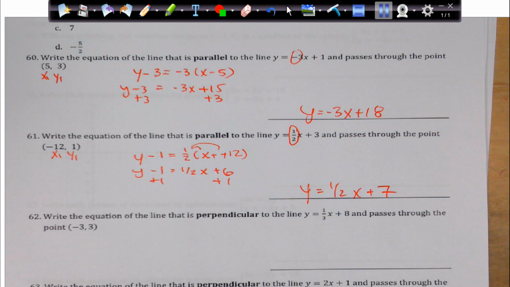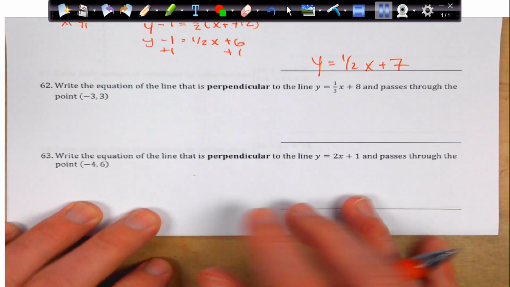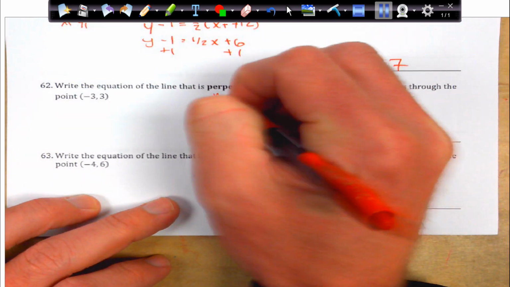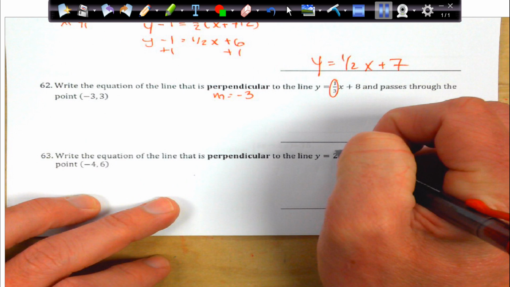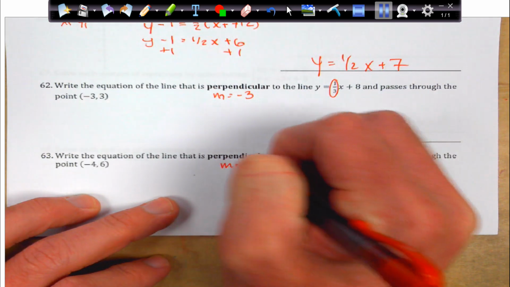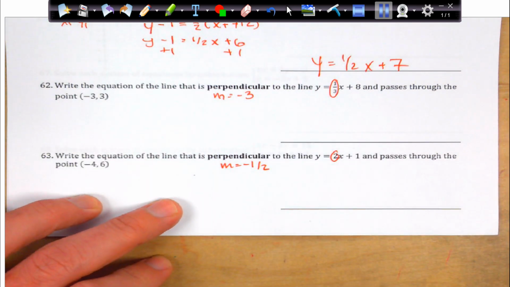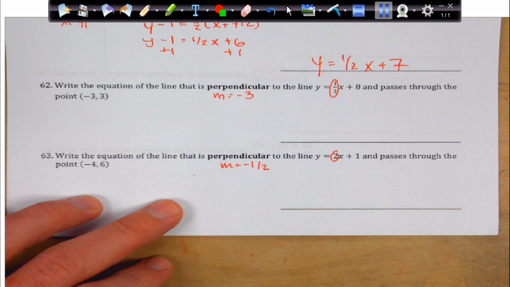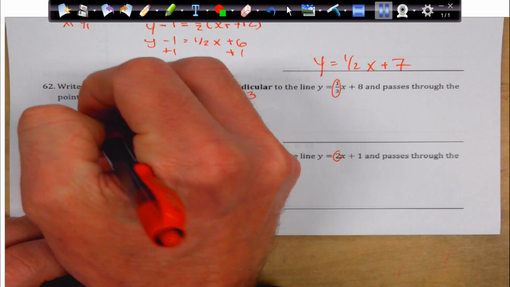Alright, for the next two, it looks like we're getting perpendicular. So for perpendicular, we just got to make sure we do the opposite reciprocal slope. So instead of 1/3, we're going to get negative 3 for our slope. And instead of 2, we're going to get negative 1/2. So it's the opposite sign, and we flip it. Okay, and then from there, it's pretty much the same.